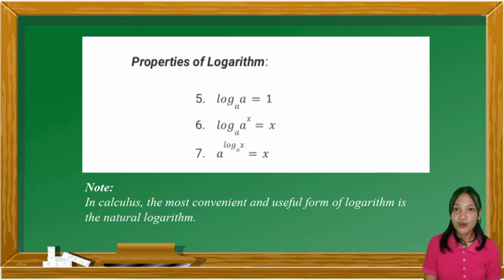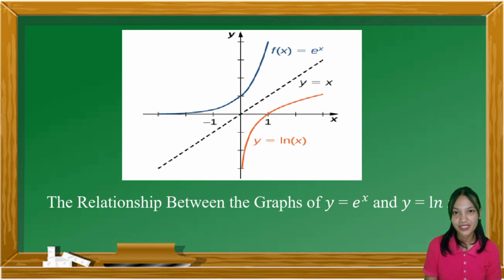Note that in calculus, the most convenient and useful form of logarithm is the natural logarithm. In the next slide, shown on your screen is the relationship between the graphs of y is equal to e raised to the power of x and y is equal to the natural logarithm of x, or ln x. So you can see that the natural exponential is the inverse of the natural logarithm, or vice versa.